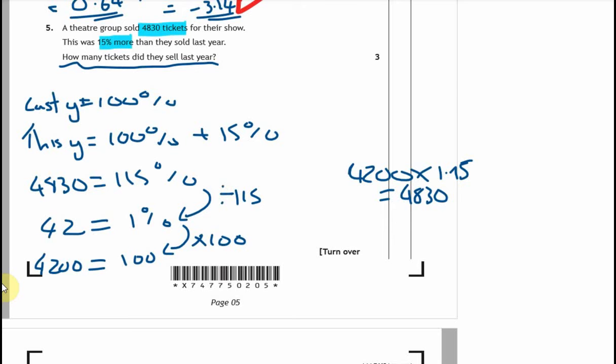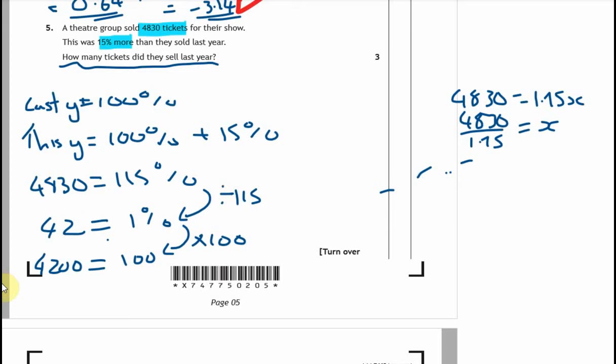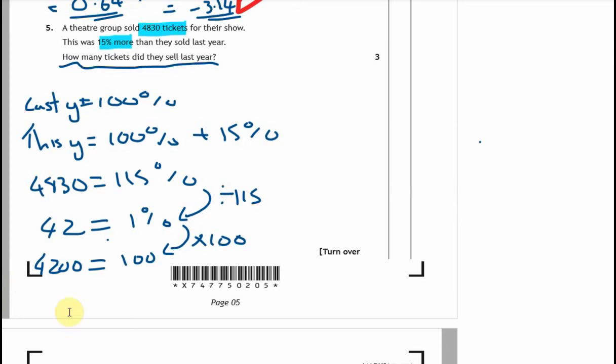Okay, and like I said, the other way we could have done it was said, well, 4,830 is equal to 1.15x. So then 4,830 divided by 1.15 is going to give us x. Okay. So that's the two ways you could think about doing it. All right. Definitely this method on the left here is the preferred method. Okay, so that's your reverse the change. You're starting off at 115. You're trying to get back to 1%, and then you're trying to get up to 100%.